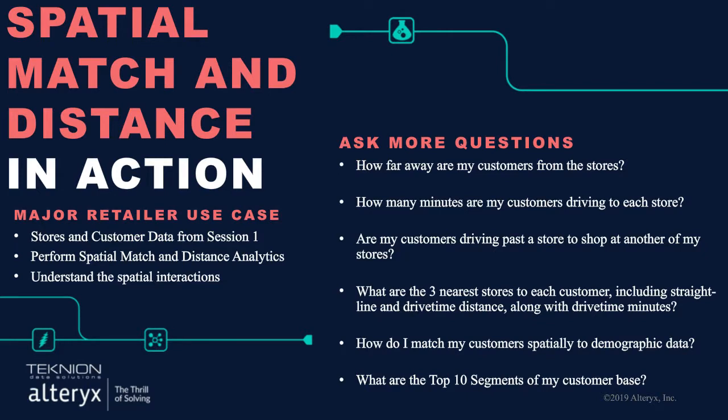So last week we could calculate how far away are my customers from the stores once they were geocoded, but now we can calculate how many minutes are they driving to each store, and we can even look at the data and start to ask, are they driving past a store to shop at another of my stores? So that will give us some insight as well. We'll also calculate what are the 3 nearest stores to each customer with the distance outputs listed there.